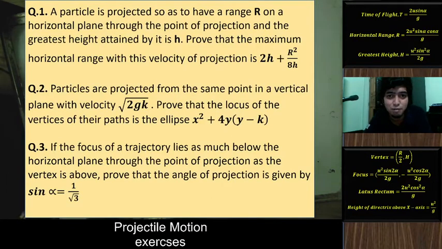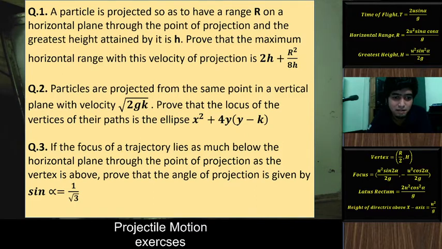A particle is projected so as to have a range r on a horizontal plane through the point of projection, and the greatest height attained by it is small h. Prove that the maximum horizontal range with this velocity of projection is 2h plus r squared over 8h. So this is the question. So let us try to solve it.